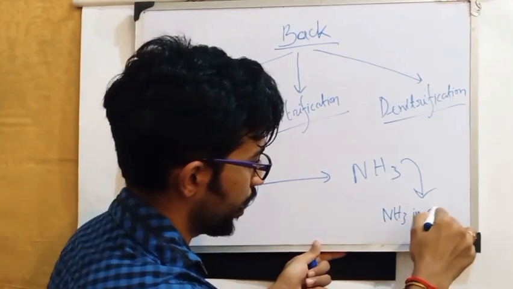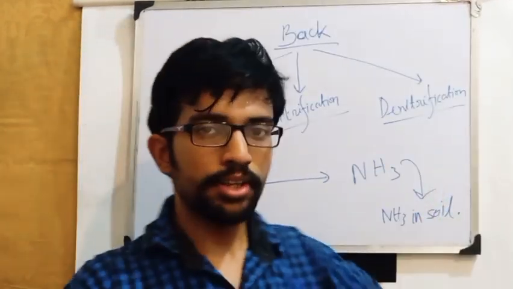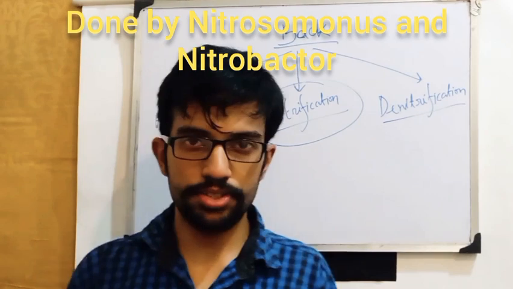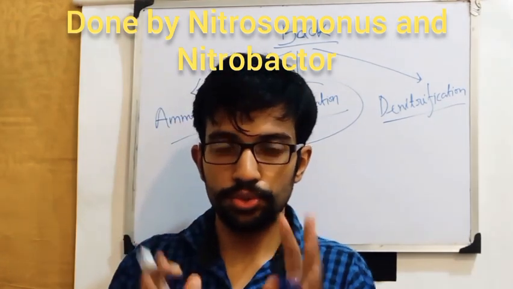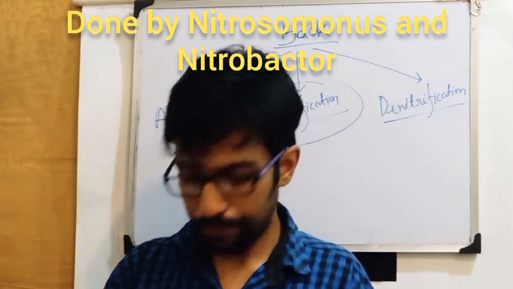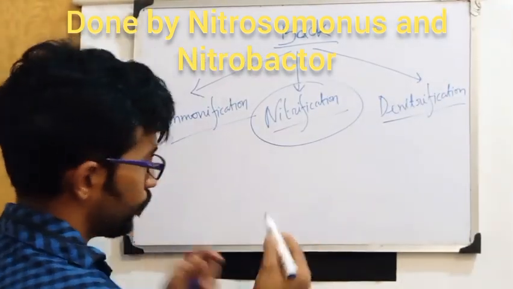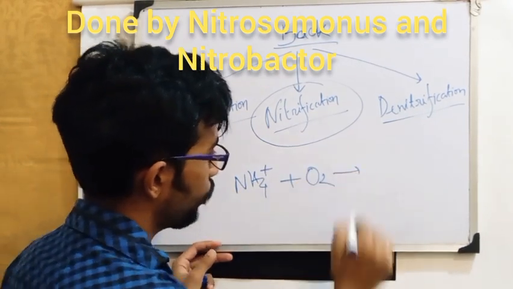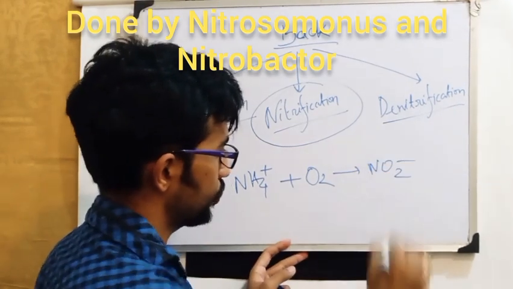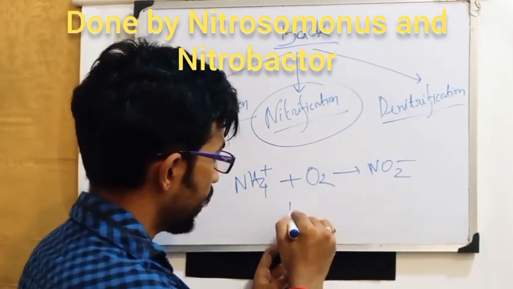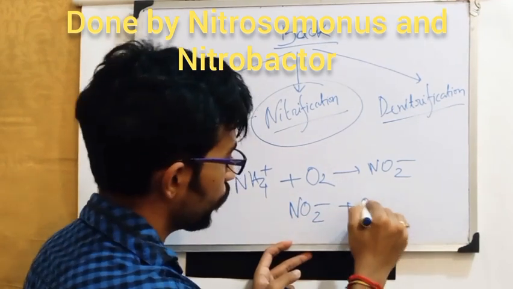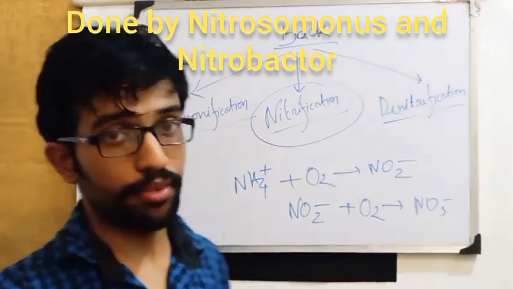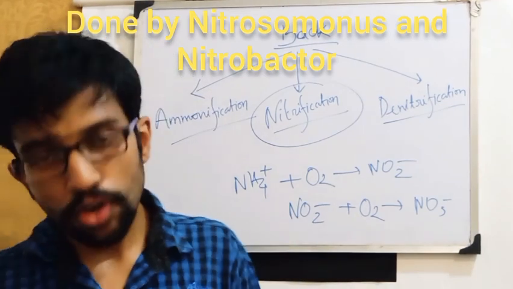NH3 in soil. So in this way, the ammonia is present in the soil. This is the nitrification process. The nitrification process is the addition of oxygen to the nitrogen molecule. Firstly, NH4+ reacts with oxygen and forms the nitrite ions. Then the nitrite ions also react with oxygen of air and form the nitrate ions. This is the way nitrification works.